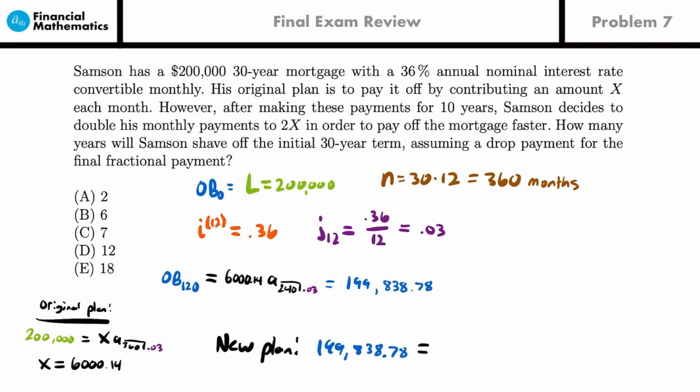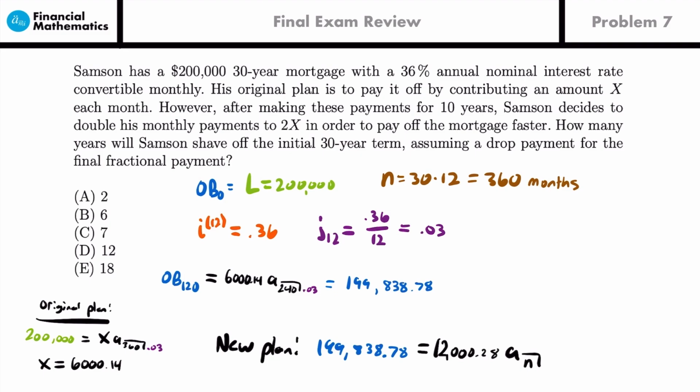And so 2X would be 2 times 6,000.14, which would be 12,000.28. I'll actually do that calculation in the calculator. I believe I saved the amount of X, so I'll just take that and multiply it by 2. But then that will be multiplied by an annuity notation for an N number of months. We don't know what that's going to be, but that's what we want to solve for. We don't know how long it's going to take for Samson to pay off this loan now that he's doubling his payment amounts, but that's what we want to determine.